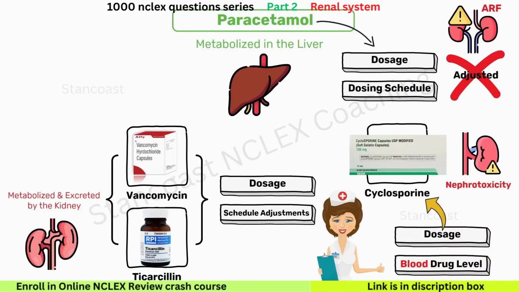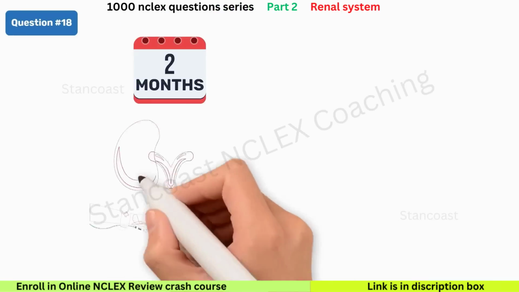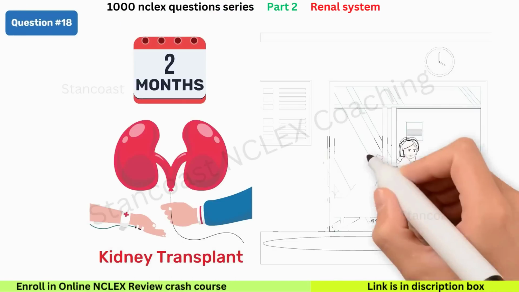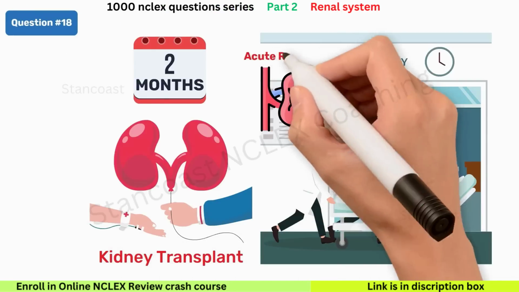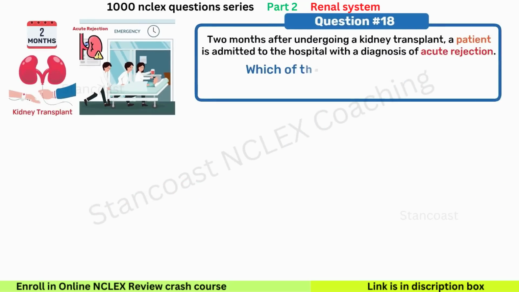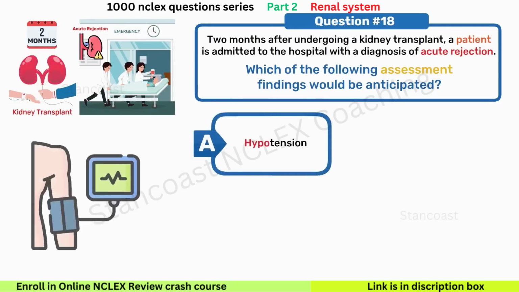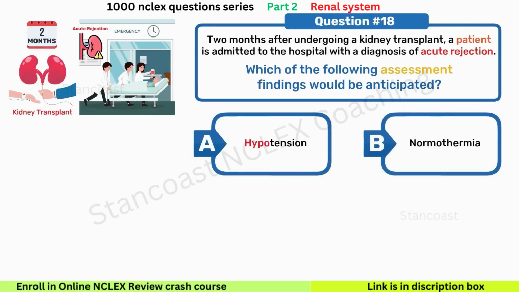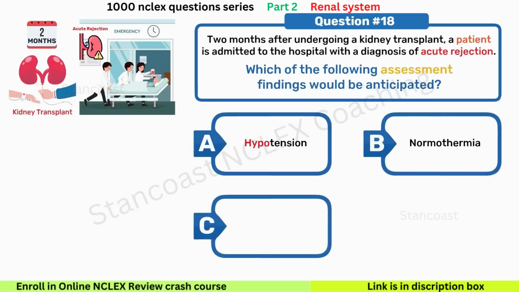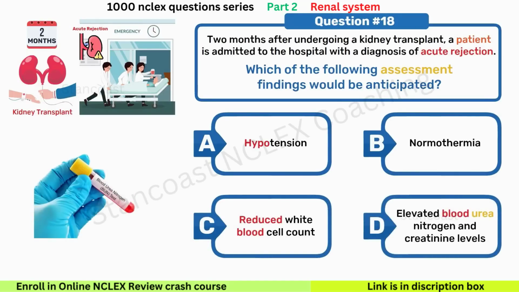2 months after undergoing a kidney transplant, a patient is admitted to the hospital with a diagnosis of acute rejection. Which of the following assessment findings would be anticipated? A. Hypotension. B. Normothermia. C. Reduced white blood cell count. D. Elevated blood urea nitrogen and creatinine levels. The correct answer is D. Elevated BUN and creatinine levels.